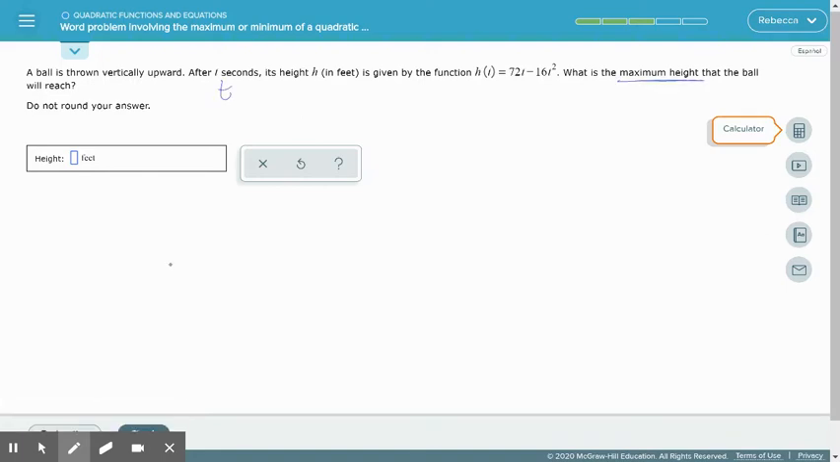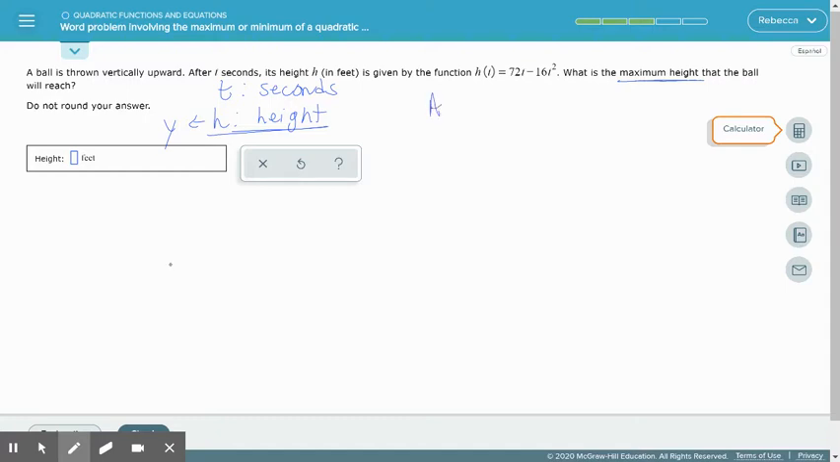So again, we have t, which is our seconds, and then we have h for our height. So the question is asking us for the maximum height. So we need the y value of the vertex. So what we're going to do is take our axis of symmetry to find t, and then we'll plug it in, and that will lead us to finding h.